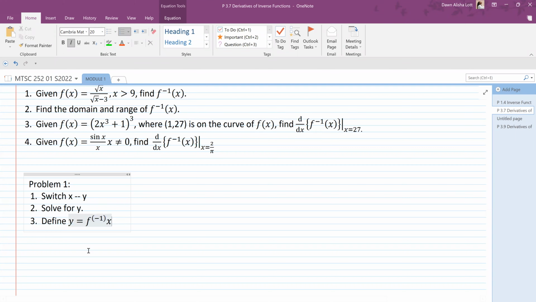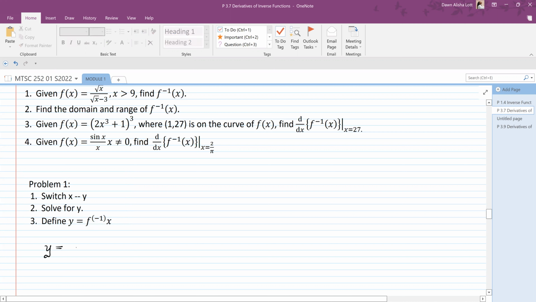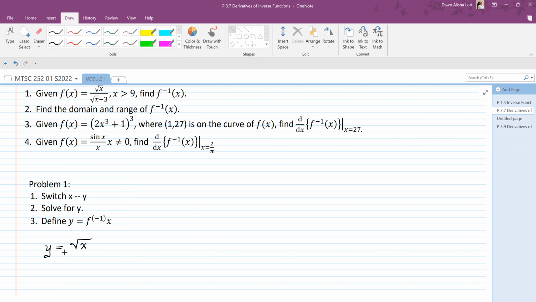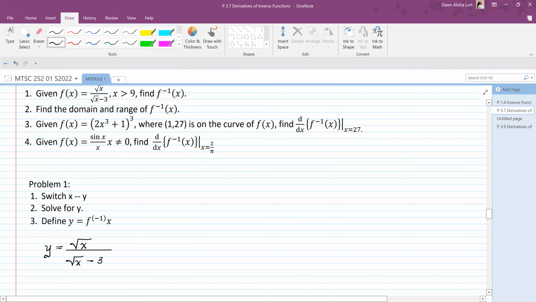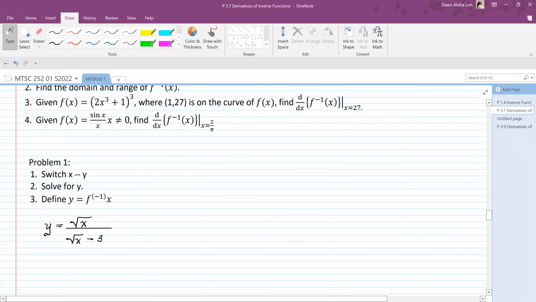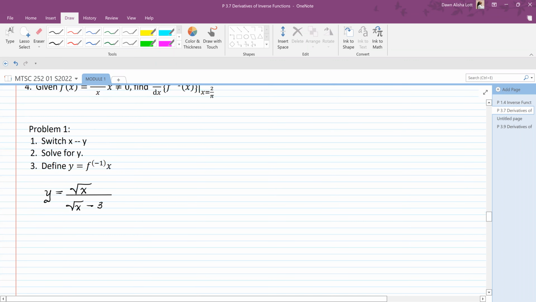Okay. All right. So here's our problem. We have y is equal to the square root of x divided by the square root of x minus 3. Okay, we're not going to get a chance to finish the review, but I will send it to you guys and you can practice the review. Okay, so that's the first step.